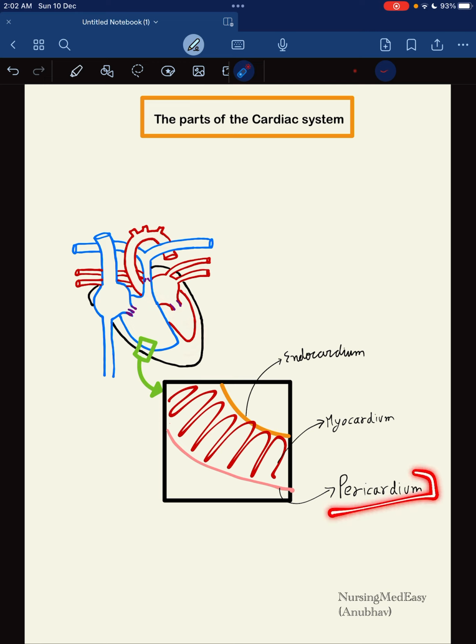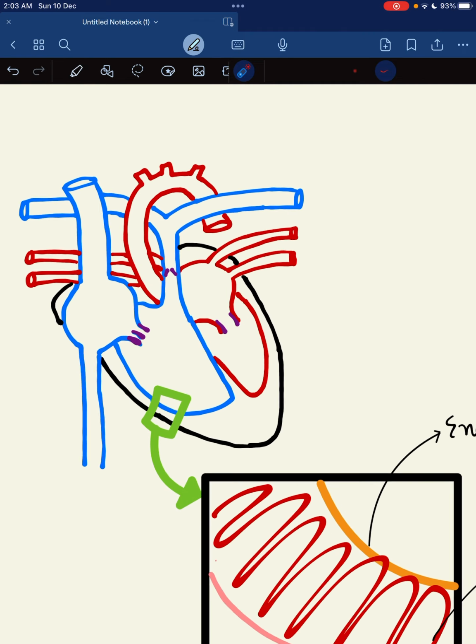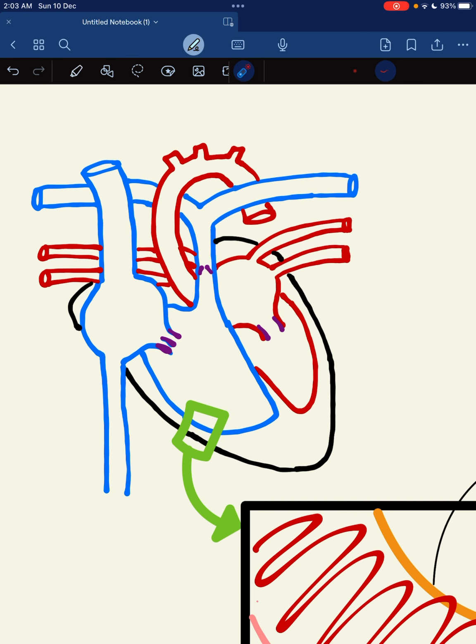And the last layer is the pericardium, actually the pericardial sac, which covers the entire heart. There are two layers of pericardium. The one closest to the heart is known as the visceral pericardium; visceral means organ. The layer further away, on the outer side, is known as the serous pericardium.